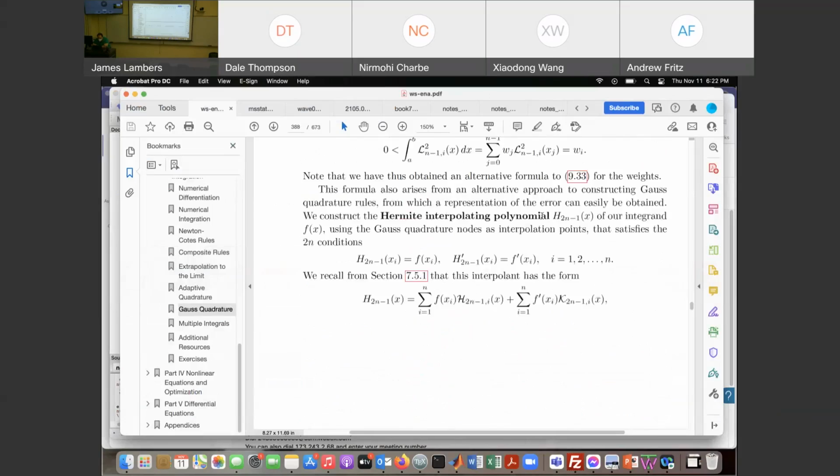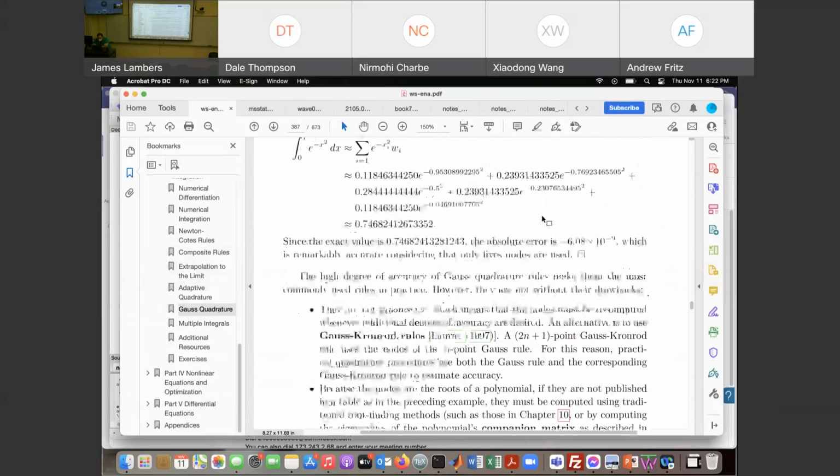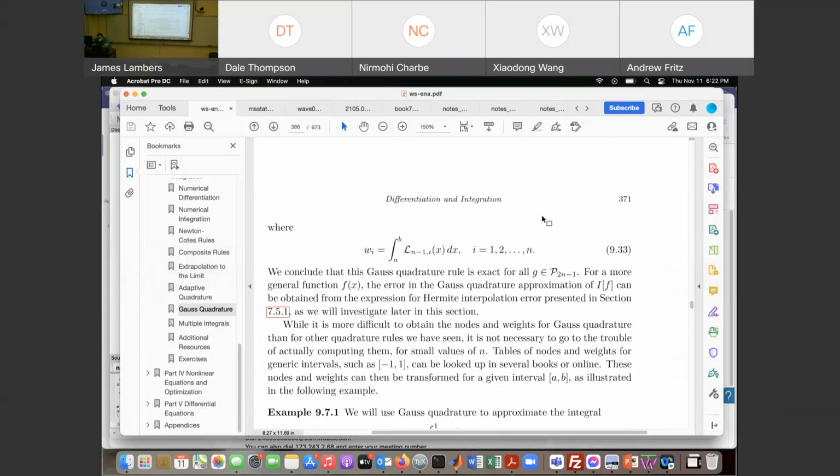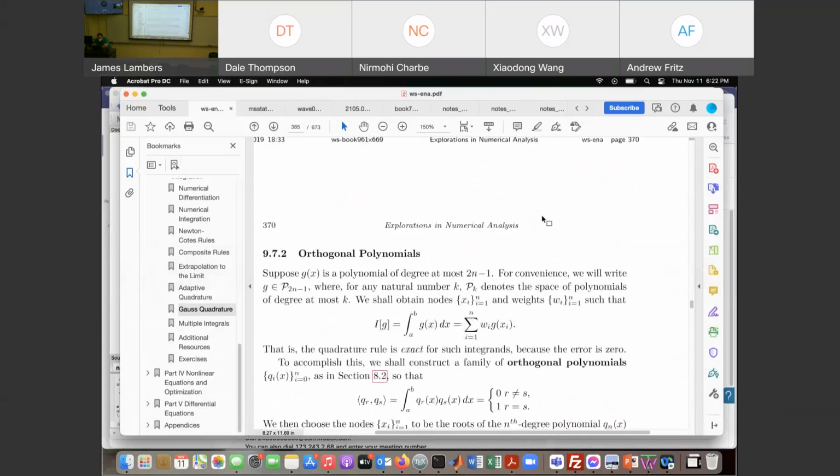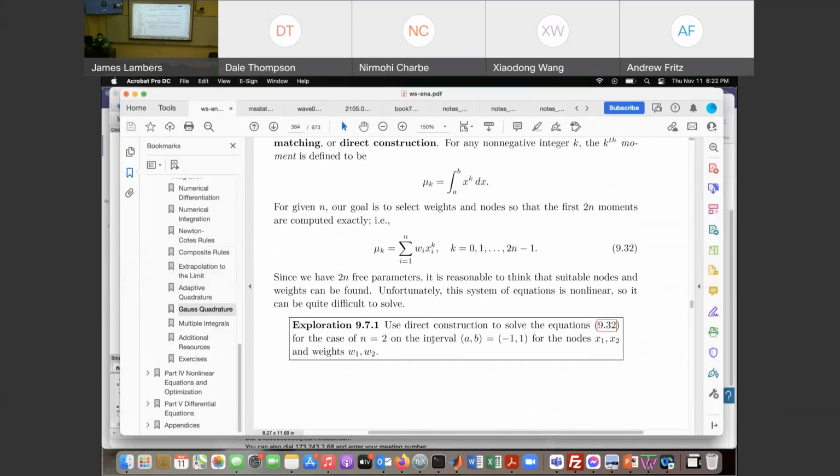So the problems from this section, this one using direct construction: find the quadrature rule in the interval -1 to 1, solve for 2 nodes, 2 weights, by solving a system like this for the case of n equal 2, where this is given by this integral here. So you set up this system and then engage in a lot of algebraic hijinks to solve it.